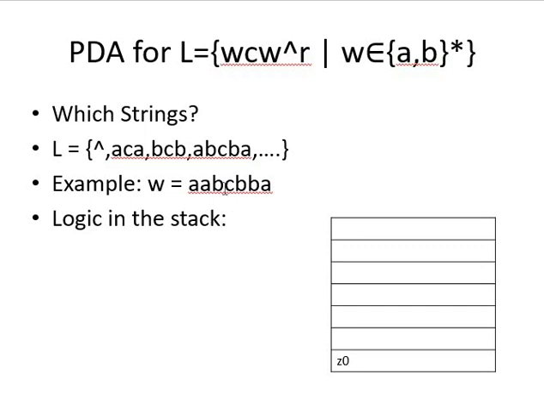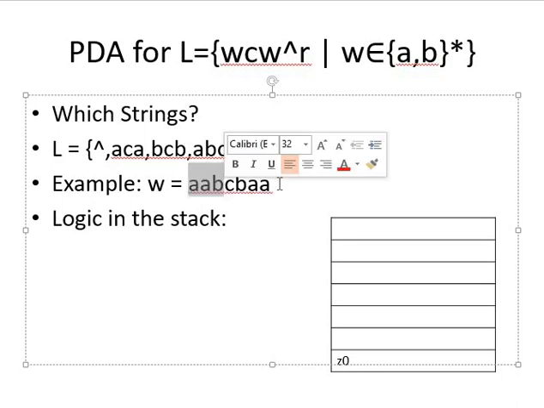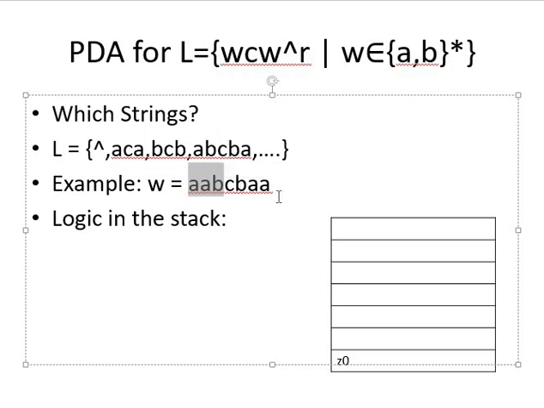Here I have shown you one example, but that example is, I think, wrong. Here I should write a instead of the other symbol. This one is correct. So this is my W, which is aab. So W^R will be baa, and in between C is there.